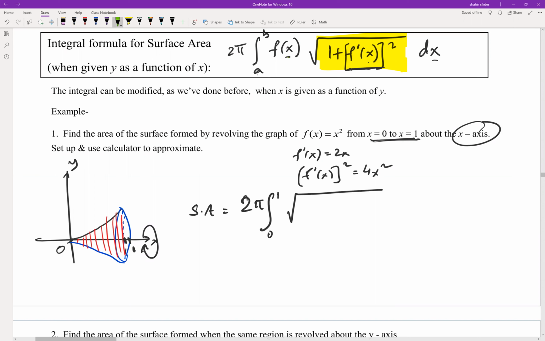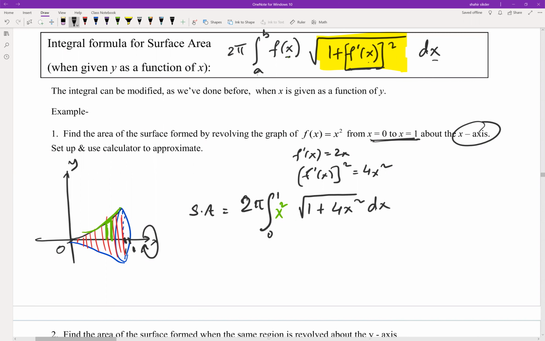My radius, if I take a little chunk, is my function. So what is my f of x here? It's nothing but x squared, that's my function, times the square root of 1 plus 4x squared, dx.